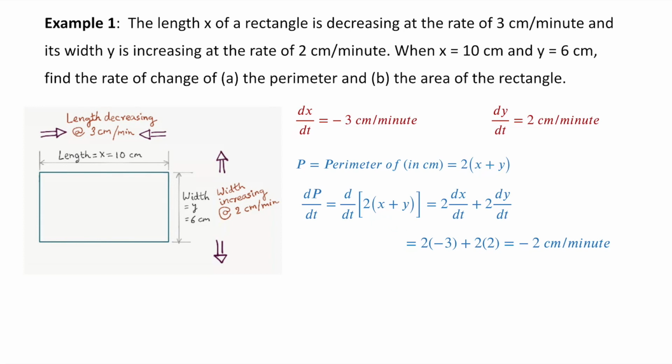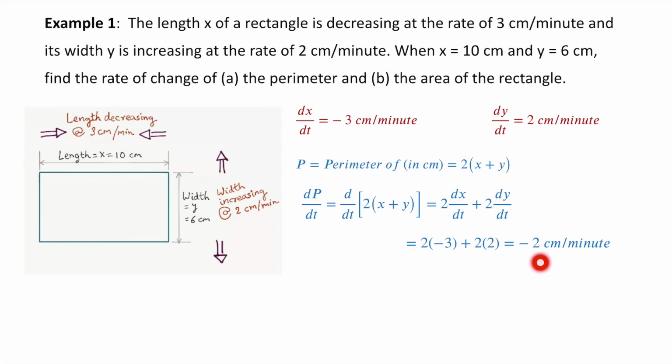So dp by dt is the d by dt of that, and we already know from the earlier discussions that the derivative of the sum of two functions is the sum of the derivatives of those two functions. So we can split these two terms here, and the constant can be taken outside as a multiplying factor. So this becomes 2 times dx by dt, which means 2 times the rate of change of length, plus 2 times the rate of change of width. And we plug in those values of dx by dt, which is minus 3, and dy by dt, which is plus 2, and we get dp by dt as minus 2 centimeters per minute.